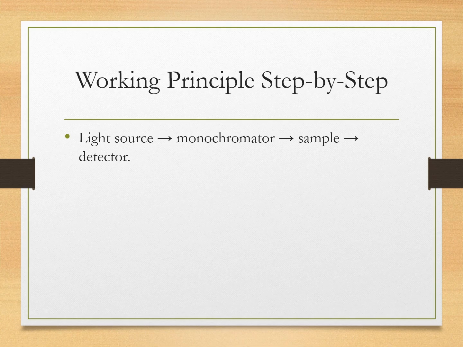We can see that first a light source is present that emits UV visible radiation, then the monochromator selects a specific wavelength, then light passes through the sample where molecules absorb light based on electronic transitions. The remaining light reaches the detector. The detector converts it into a signal. The processor calculates absorbance.